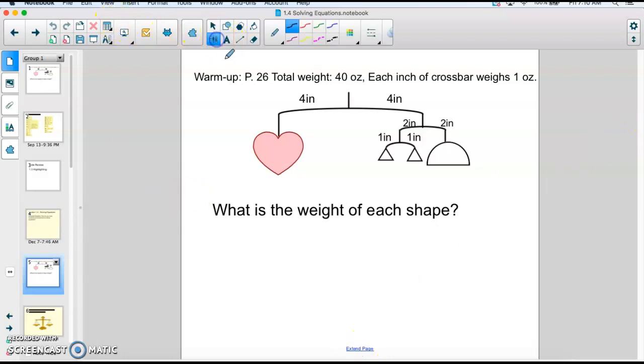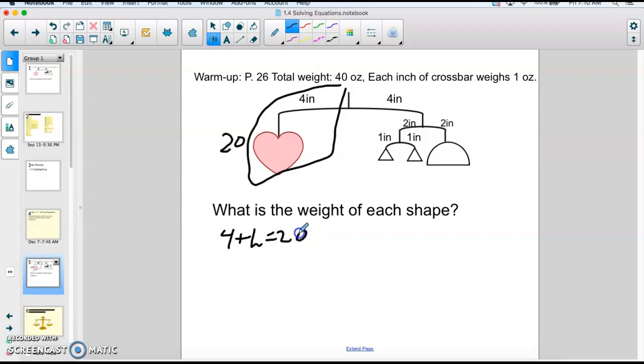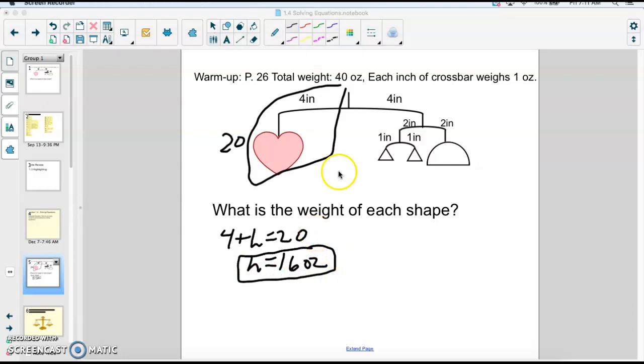How I would do it is just take it piece by piece, and I would first start working with this half of the scale. I know that this has to be half of the total weight, right? It has to be balanced, so this has to be 20 ounces. And so I can write an equation that says that the 4-ounce bar plus the heart has to equal 20. And then that's pretty easy math. When we subtract 4, the h equals 16 ounces. So we solve the heart. It weighs 16 ounces.